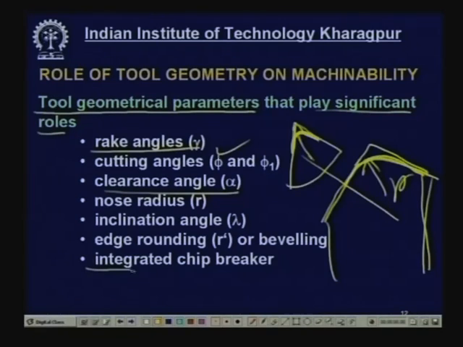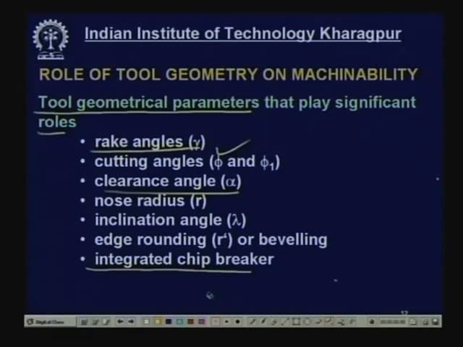And the integrated chip breaker. You remember what a chip breaker is: here some groove is made, so the chip will come here and break. So, these are the various examples. Now, we shall discuss in more detail.